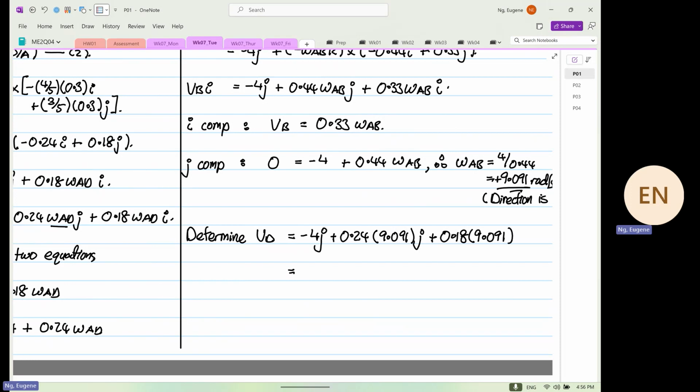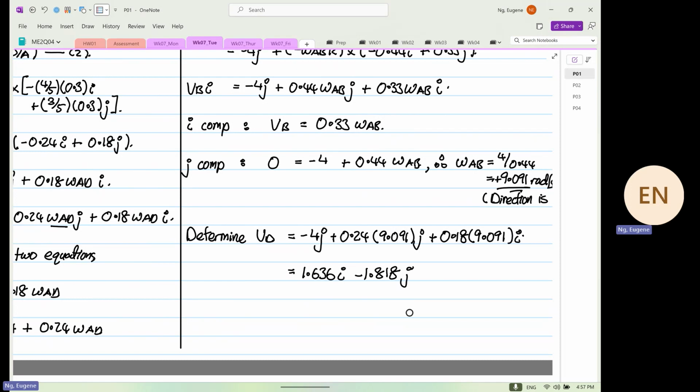by 9.091. 1.636 positive. So the last one is in terms of I. So this is 1.636 I. And then 0.24 times 9.091 minus 4 plus minus 1.818 J. Okay, so this is your VD.